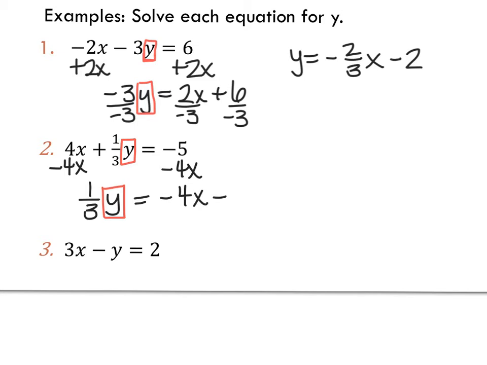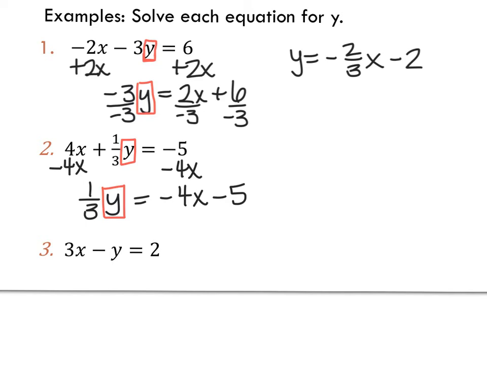I like to write my x term first, and that'll be helpful for us later when we go to graph it, but you don't have to. You could write negative 5 minus 4x, and that would be the same. And then I'm going to look here, and I'm going to go, okay, well, this one right here, I'm timesing by 1/3.